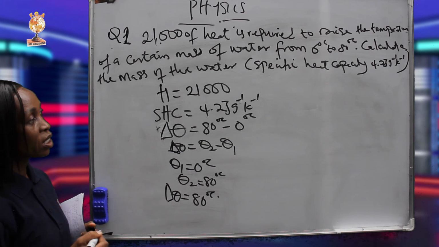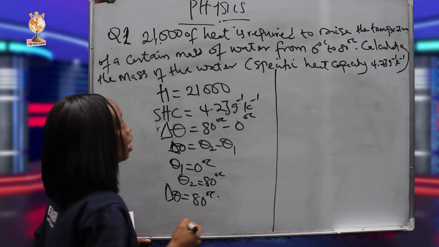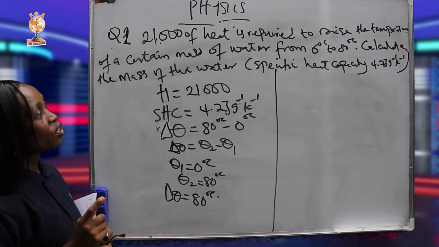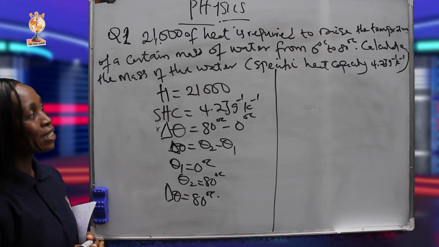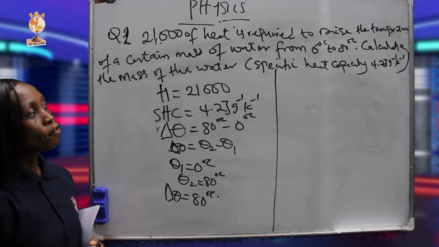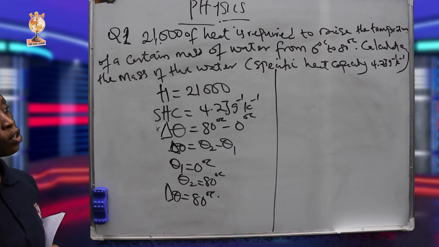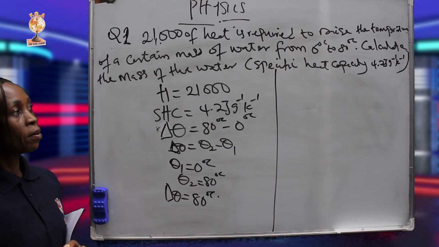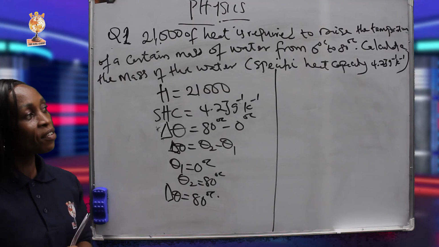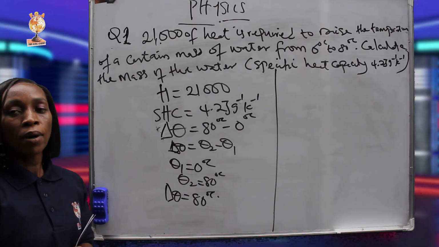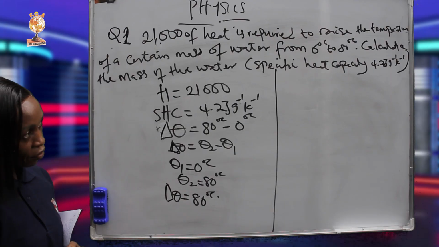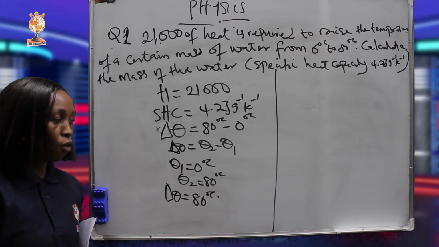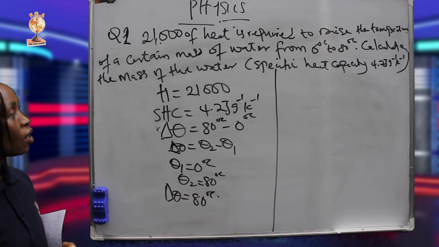I come again before we start solving. I said 21,000 of heat is required to raise the temperature of a certain mass of water from 0 degrees Celsius to 80 degrees Celsius. Calculate the mass of the water. The specific heat capacity of the water is given as 4.2 joules per gram per Kelvin. Now, write out the parameters to know what I'm looking for and what I am given.